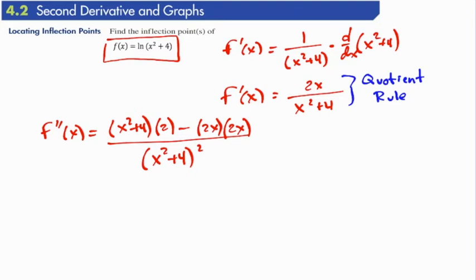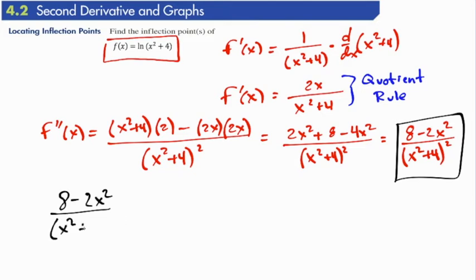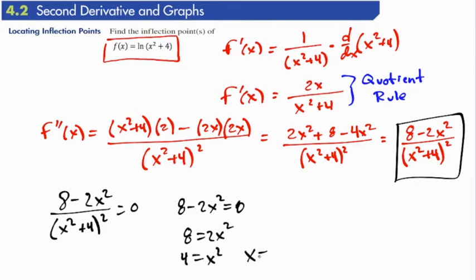Now we want to solve for when this is 0, and that will be our partition number, or for when this is undefined, and that can be our partition number. Before we do that, let's simplify the numerator. So now we want to take this simplified expression and set it equal to 0. And a fraction is 0 when the numerator is 0, so we simply need to solve 8 minus 2x squared equal to 0. And we get that x is equal to plus or minus 2, so that gives us 2 partition values.